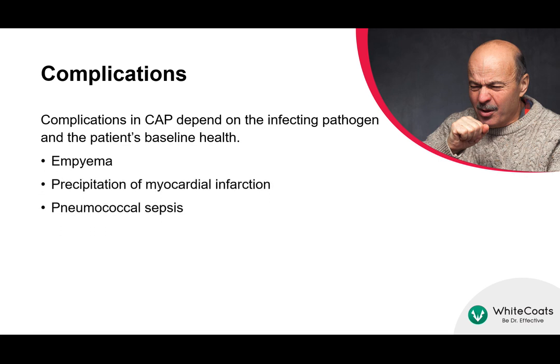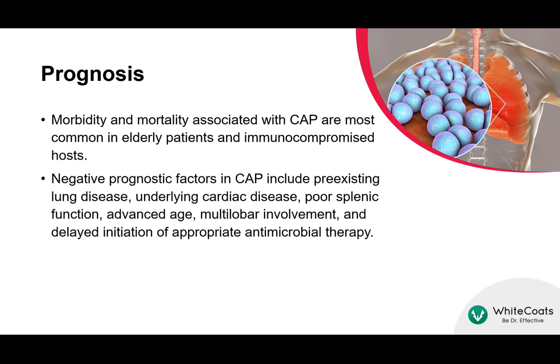Complications in community-acquired pneumonia depend on the infecting pathogen and the patient's baseline health. They include empyema, precipitation of myocardial infarction, and pneumococcal sepsis. Morbidity and mortality associated with community-acquired pneumonia are most common in elderly patients and immunocompromised hosts. Negative prognostic factors in community-acquired pneumonia include pre-existing lung disease, underlying cardiac disease, poor splenic function, advanced age, multilobar involvement, and delayed initiation of appropriate antimicrobial therapy.